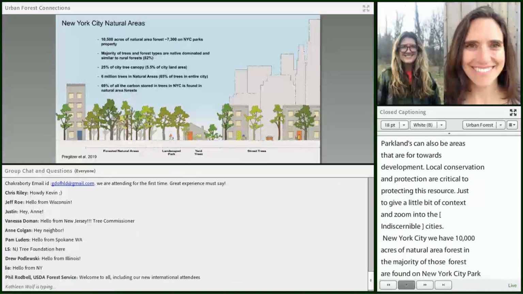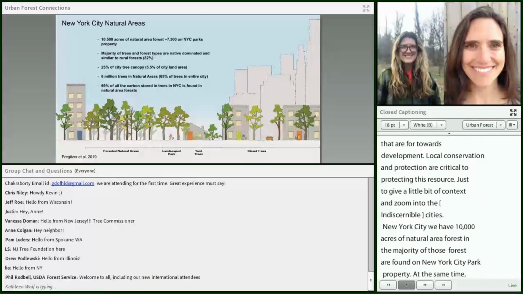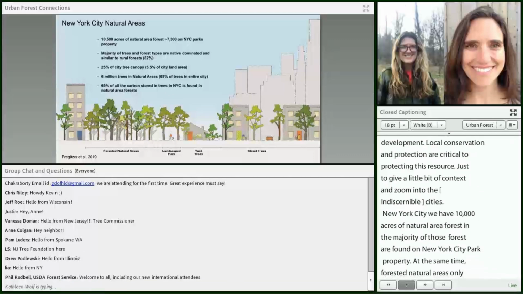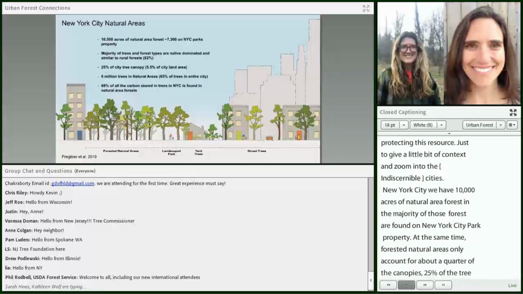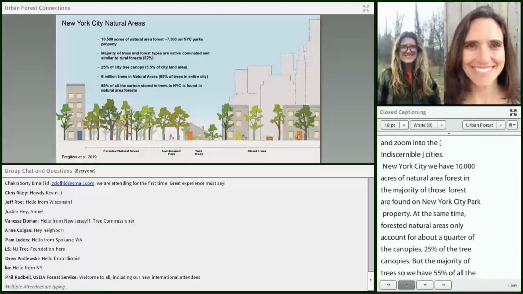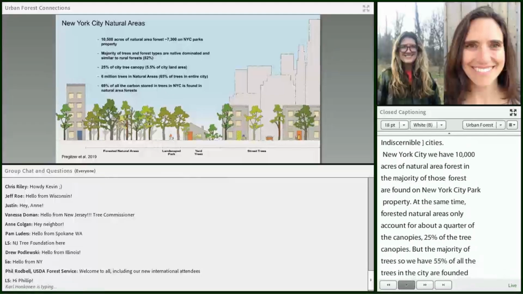At the same time, forested natural areas only account for about a quarter of the total tree canopy, so 25% of the tree canopy, but the majority of trees. And so we have 65% of all of the trees in the city found in natural areas, and 69% of the carbon stored in trees in all of New York City is found in natural area forests.